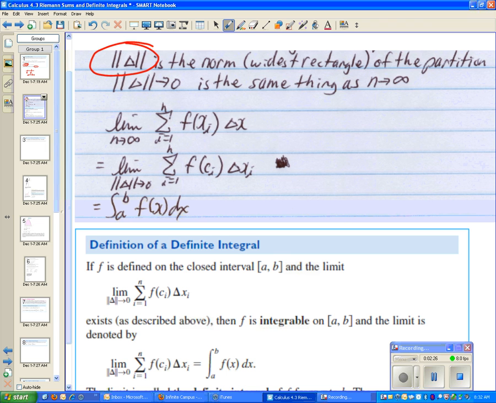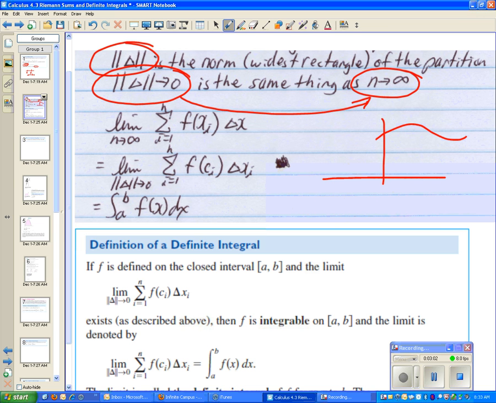And then if the norm of the partition is approaching 0, if you make the widest rectangle have a width that's approaching 0, don't you have to put a lot more rectangles in there to make it fill up the space of the region? So that is the same thing as saying the number of rectangles approaches infinity. Saying that the width of the rectangles is approaching 0 is the same thing as saying the number of rectangles approaches infinity.